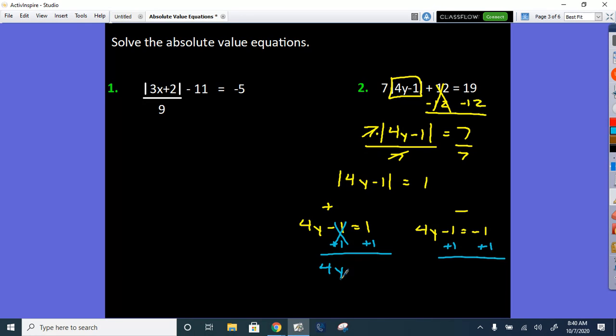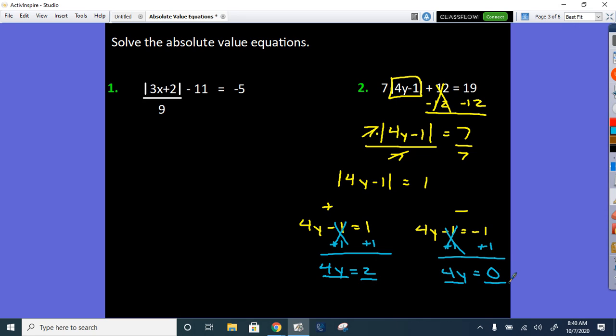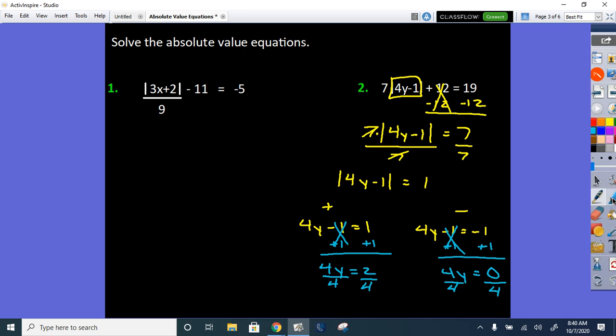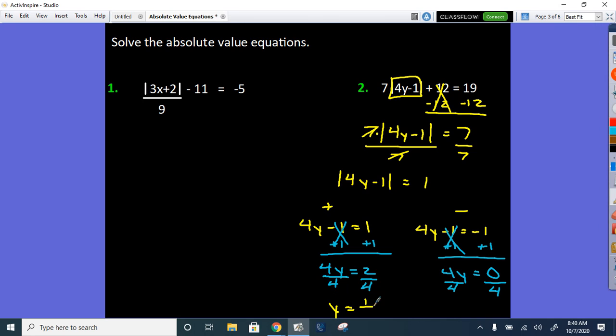I'm left with 4y equals 2. Over here, I'm left with 4y equals 0. Okay. Finally, I'm going to divide both sides by 4 because the equation is essentially the same. The only thing that's different is going to be my answer. Here, you can reduce your fraction, so you can make y equal to 1/2. Over here, don't get confused: 0 divided by 4 is just 0. So our two solutions in the end here, y is equal to the set of 0 and 1/2.